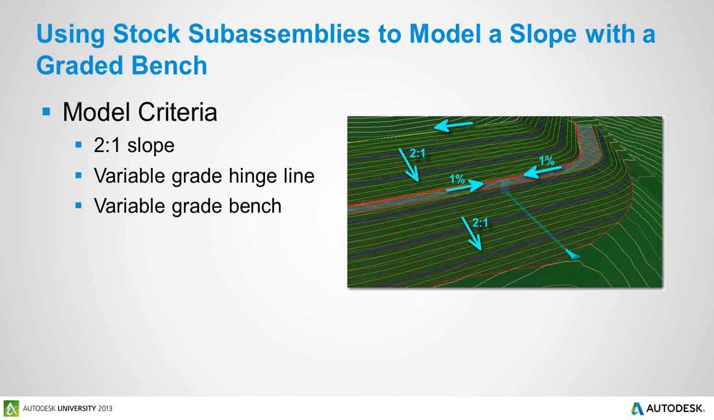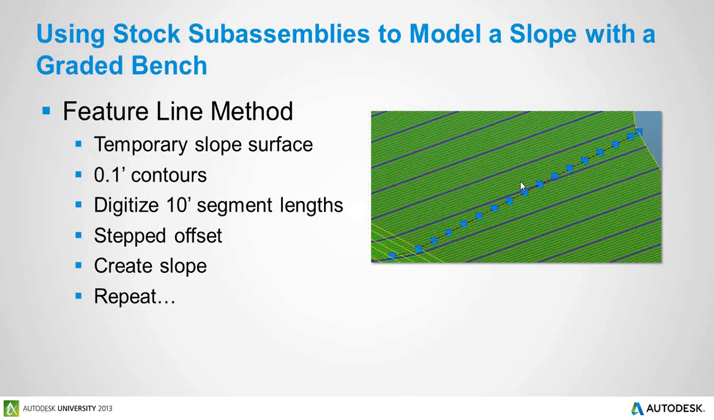The problem we ran into then is how do we go from the top of the slope down at a 2:1, and where does that intersect these 1% grades along this bench? The first attempt, we tried to do it initially with just the grading tools, and with grading tools you have feature lines and you have grading objects or slopes.